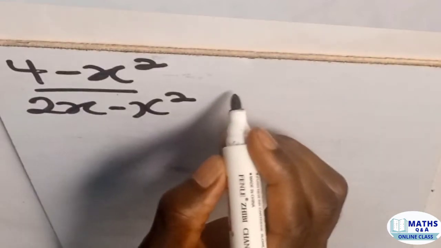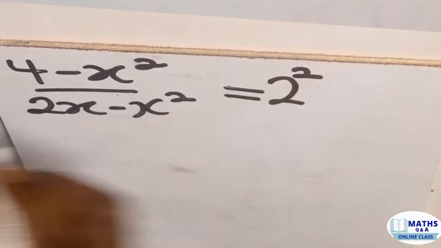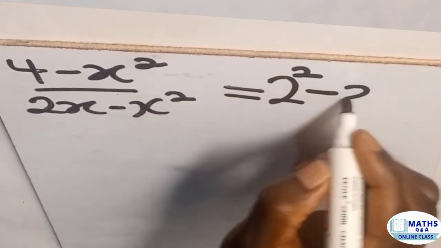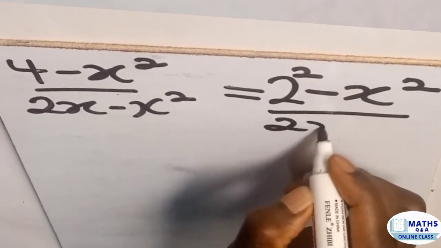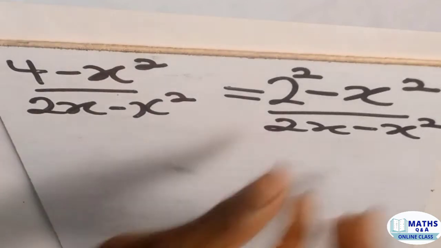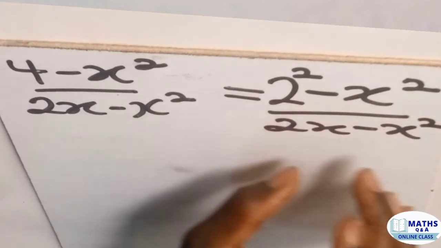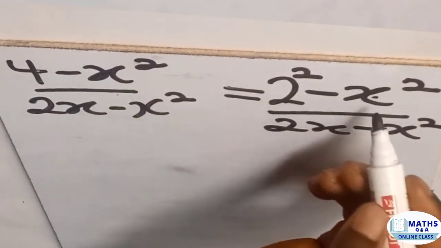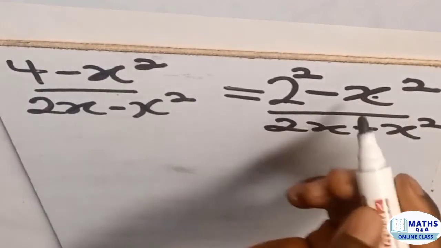Let me rewrite it and see. So instead of writing 4, we can write 2 squared. So in place of 4, we've written 2 squared. Now we can write our x squared, then all divided by 2x minus x squared. So this is the rewritten form of this expression. Now that we have this expression, you see that we have two different square numbers here, right? 2 squared, we have x squared also here, and we are finding the difference.